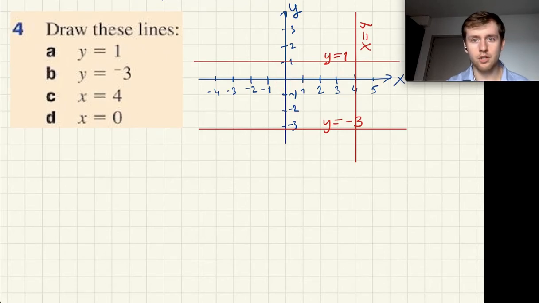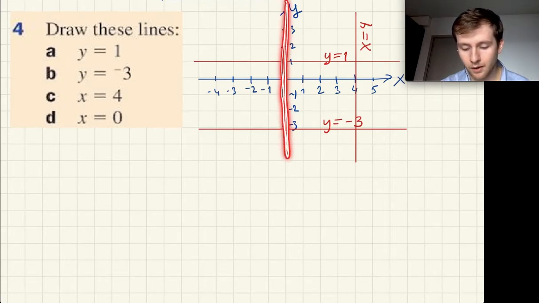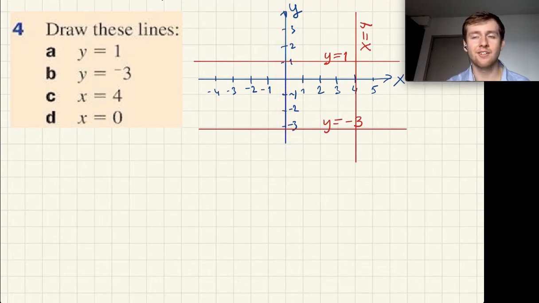And as for x equals 0, okay, so x equals 0 is here. This one can be a bit tricky, but again, with x equals 0, y can be anything. You should think like this: y can be anything it wants to be, but x is always, always, always going to be 0. So this is our line, x equals 0.